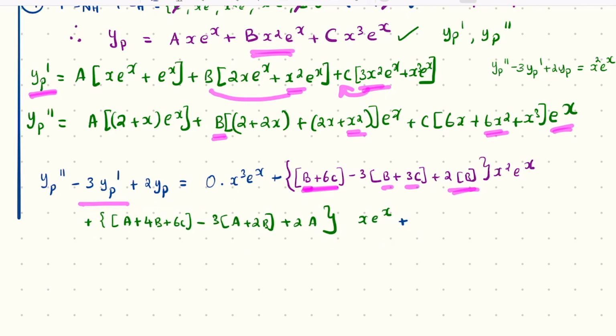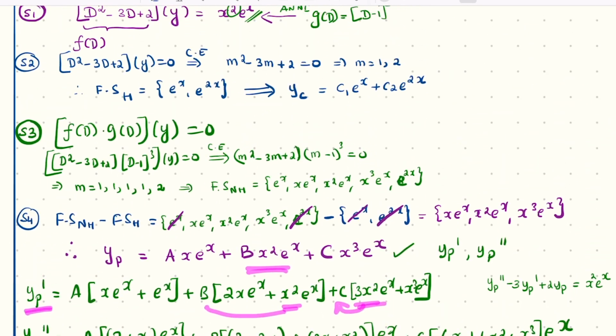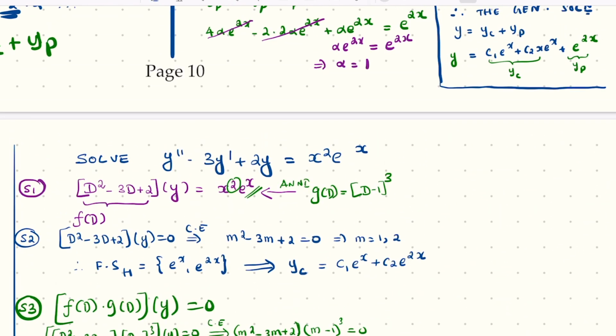For that, you're going to have 2a plus 2b minus 3a coming off of the yp prime plus 2 times, there is no e to the x, so it's times 0, coming off of the yp, that times e to the x. And so that's all you have, right? And we know that that must be equal to x squared e to the x.